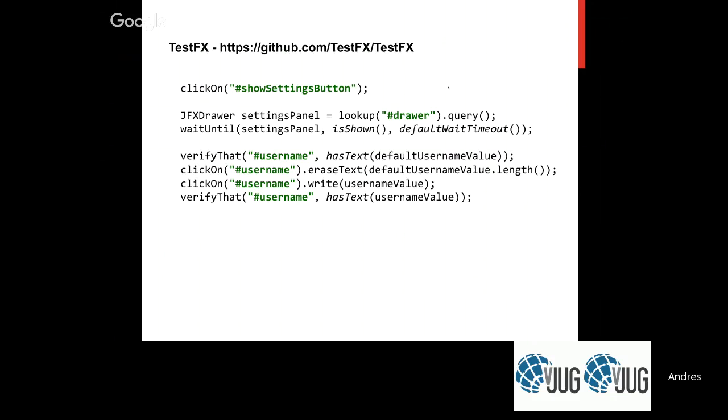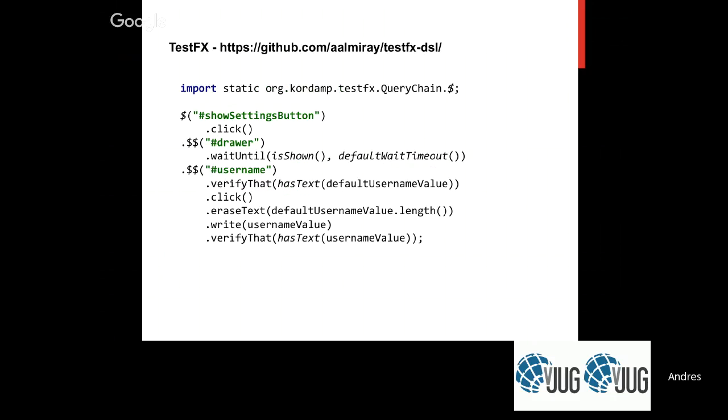then change the text, and then verify that it has the new text. I think it would be better if we were to have some kind of fluent interface that would allow us to chain one call to the next. And this is exactly what the JavaFX DSL project allows you to do.